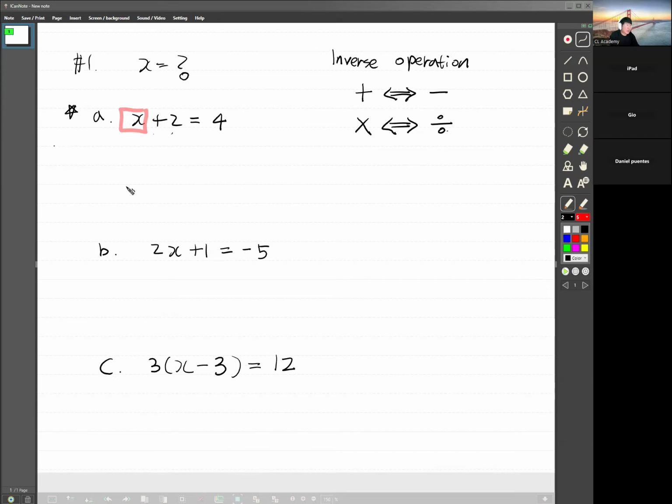So plus 2, how do we eliminate it? We do inverse operation. We subtract 2 from both sides. Then plus 2 minus 2 cancels out. They undo each other, so that becomes 0. X comes down. Equal 4 minus 2, 2. So A's answer will be 2.